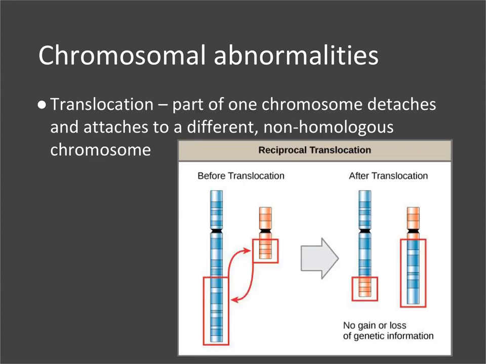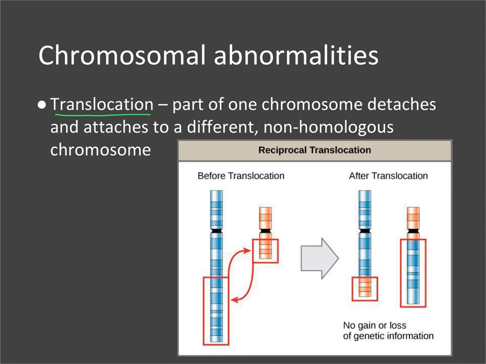Another possible abnormality is something called translocation. And translocation happens when basically part of a chromosome breaks off of one chromosome and attaches itself to a different chromosome. Now, if this happens between homologous chromosomes, that might not be such a big deal because that's what happens with genetic recombination or crossing over all the time. And so if it's the same amount of genetic information being exchanged, then that's normal. That's crossing over. That's how we get genetic diversity.